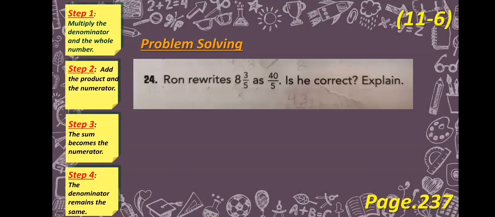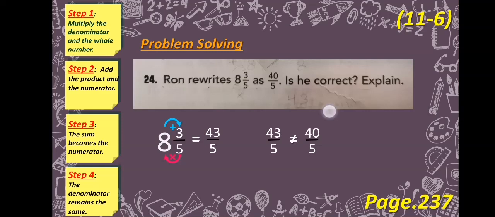Number 24. Ron rewrites 8 and 3 over 5 as 40 over 5. Is he correct? Okay, let's solve it. 8 and 3 over 5. 8 times 5 equals 40 plus 3 equals 43. Multiply down and plus up, and this is our numerator, and the denominator stays the same. So 8 and 3 over 5 rewrites as 43 over 5. 43 over 5 and 40 over 5 are not equal, so Ron is not correct.